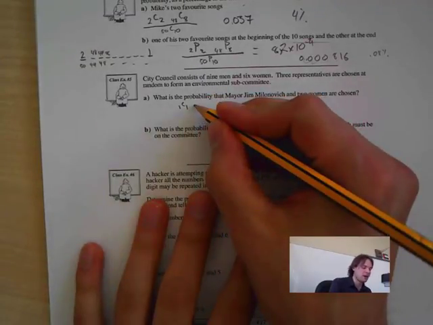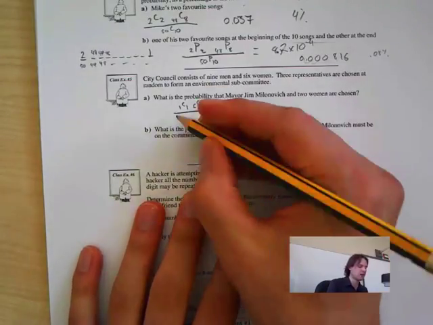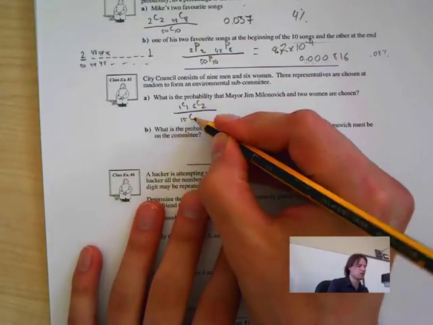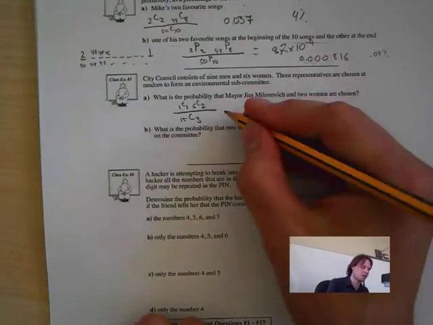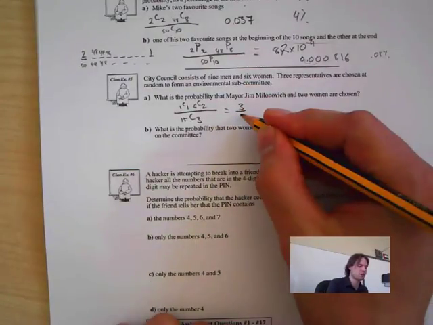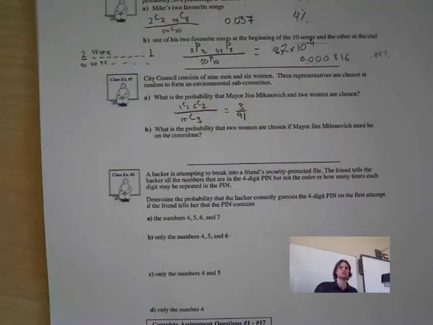It's specifically him, not just any boy. And then, out of the 6 girls, we want 2 of them. Now, altogether, out of 15, there are 3 people wanted. So when we do that, we end up getting 3 out of 91. Okay? Now let's look at B.